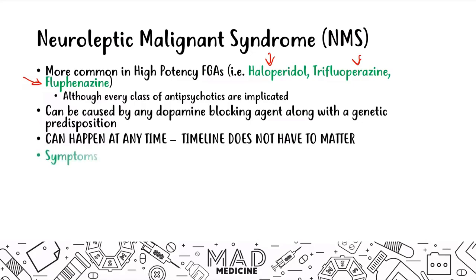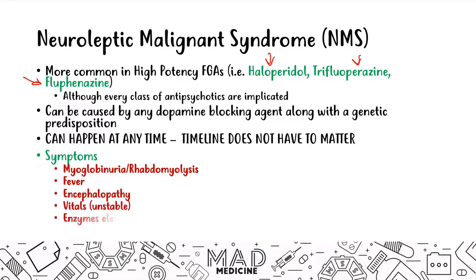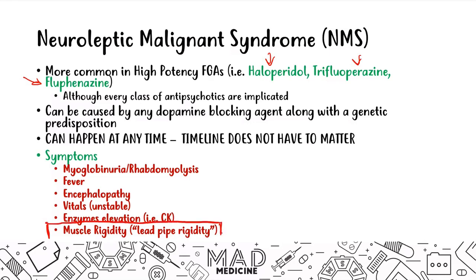So the symptoms are going to consist of patients presenting with myoglobinuria or rhabdomyolysis. They're going to have fever, encephalopathy. Their vitals are going to be unstable, along with elevations of their enzymes like CK. And they're also going to have lead pipe muscle rigidity. This is very, very important, and I'm putting a gigantic box around this to make you guys understand that this is a hallmark presentation of neuroleptic malignant syndrome. This is very high yield, so don't forget that.